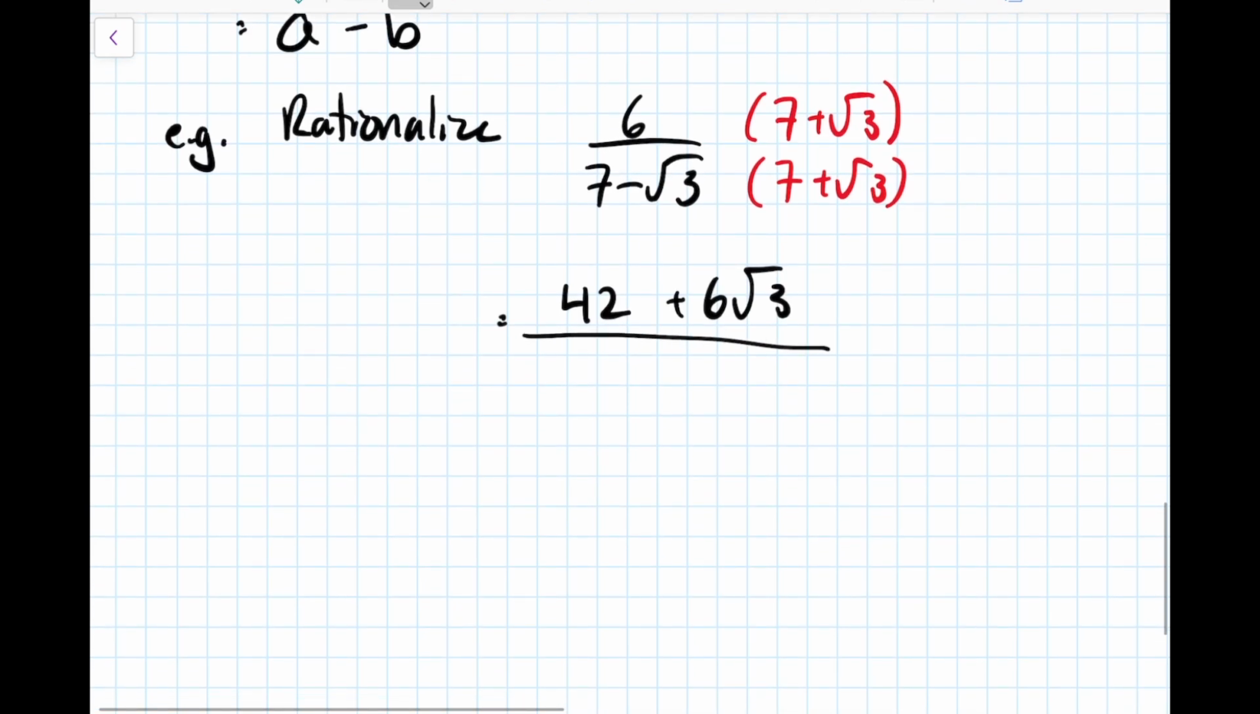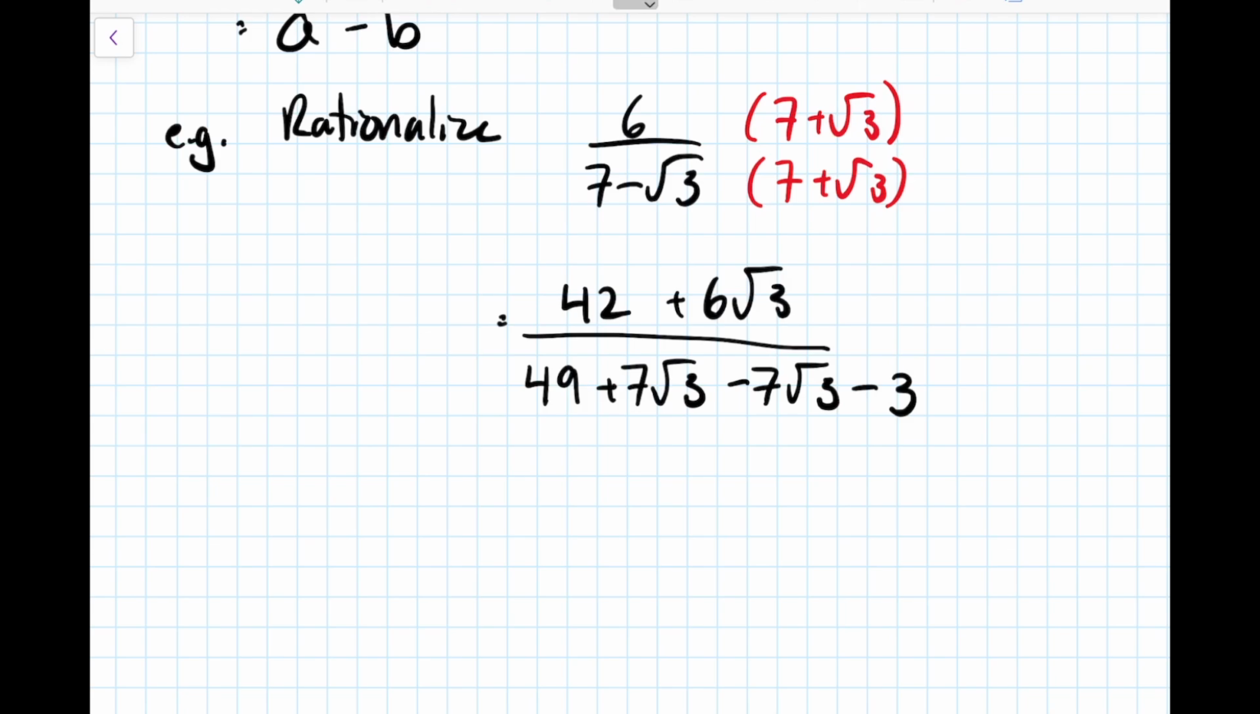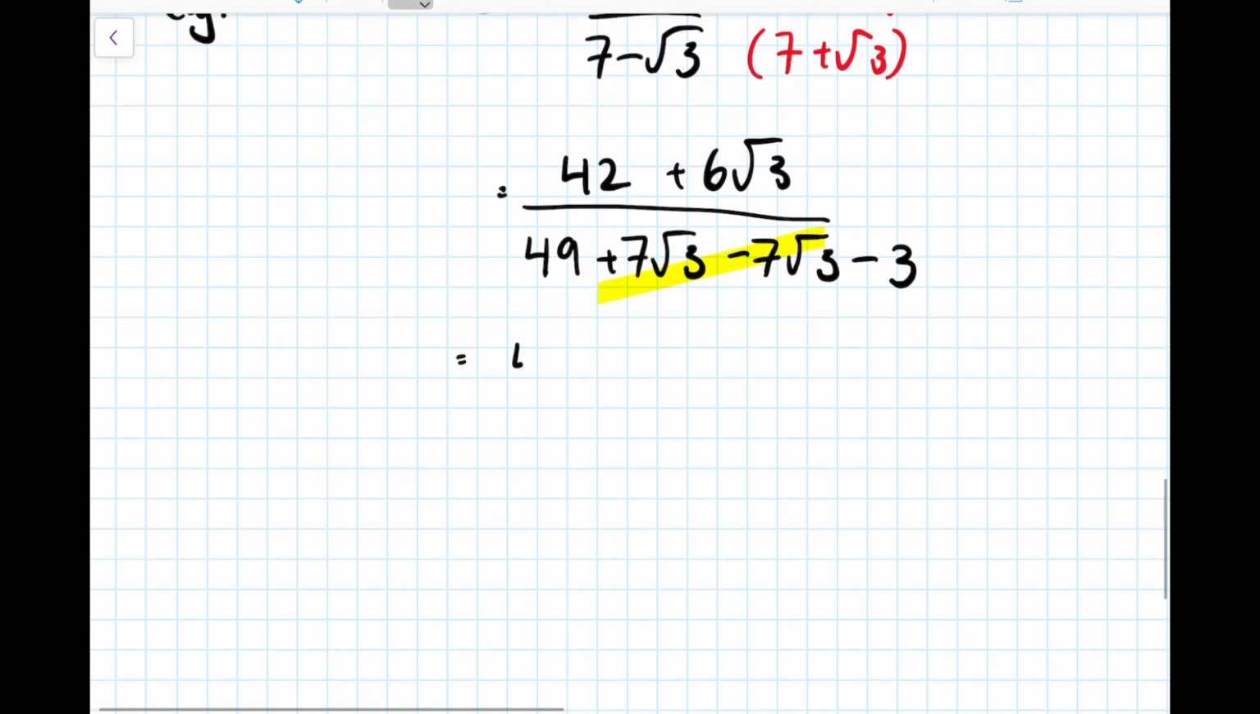On the bottom, if I FOIL, I get 49 plus 7 root 3 minus 7 root 3, and then minus root 3 times root 3, which is just going to be 3. People do really tend to mess up on the squaring and the overall values here, so do be really careful. Those two terms on the bottom, again, are going to cancel out. Really, once you get into the swing of this, you don't even have to write those. You can just recognize that they are going to cancel. And so we're left with 42 plus 6 root 3 over 46.